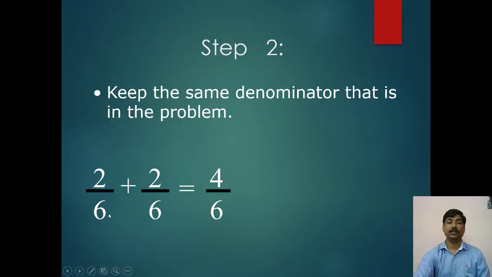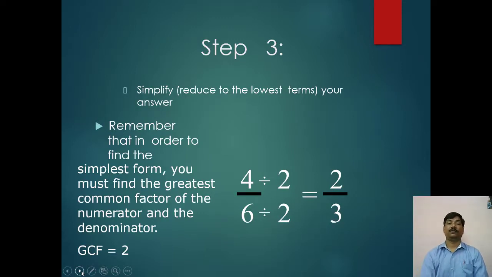But what about the denominator? Keep the same denominator that is in the question. So the result will be 4 upon 6. Now what do we have to do next? If this result is in the simplest form, then leave it. If not in the lowest form, then you have to follow step third to reduce, to simplify 4 upon 6.